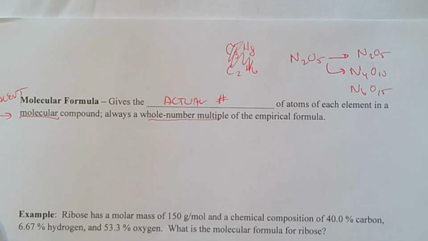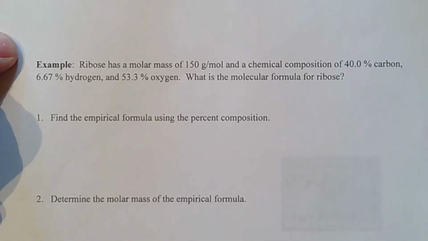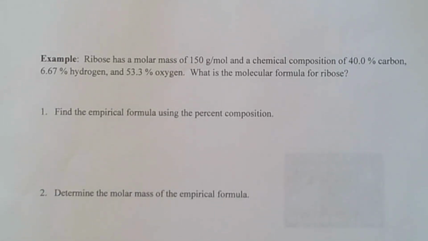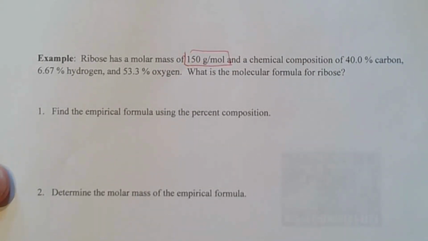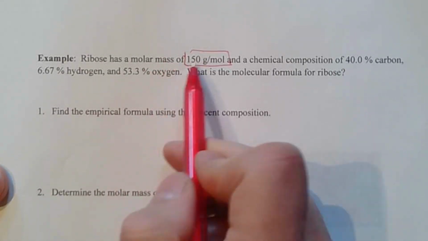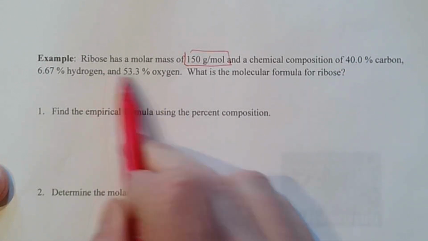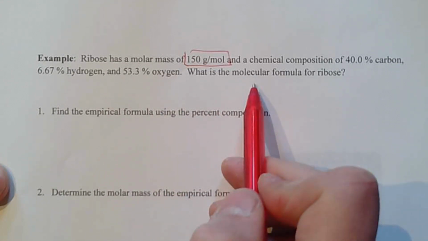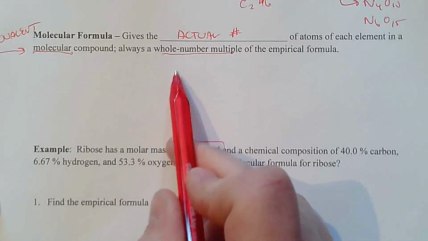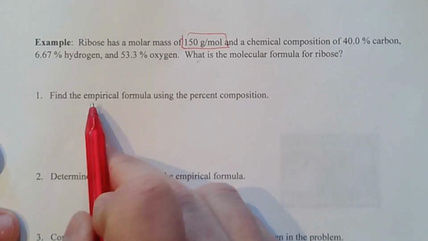So in order to do a molecular formula problem, you need one additional piece of information typically. You need to know probably what the actual molar mass of the true compound is. Without this piece of information, you would only be able to figure out what the empirical formula is, because in order to go from the empirical to the molecular formula, you have to be able to determine this whole number multiple. But in order to find the molecular formula, you need the empirical. So you have to start there.